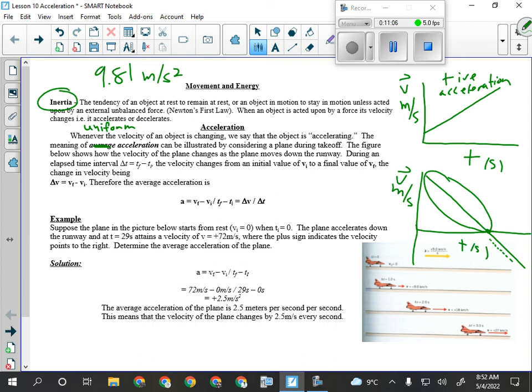Those are good questions. All right, so uniform acceleration is all the things we just saw. Gravity is going to be an example of uniform acceleration. A plane taking off is an example of positive uniform acceleration, like the top graph that I drew.